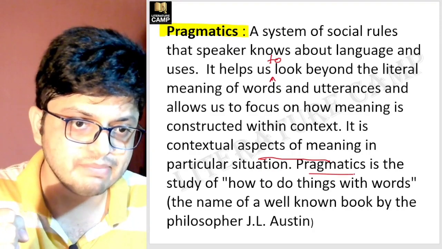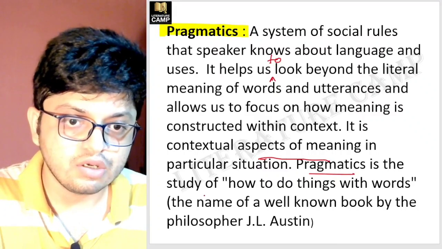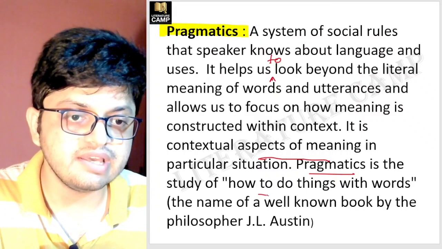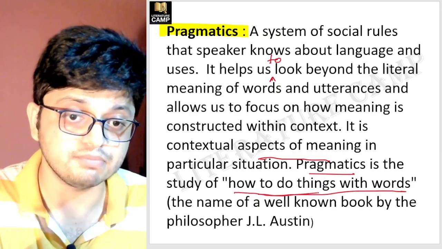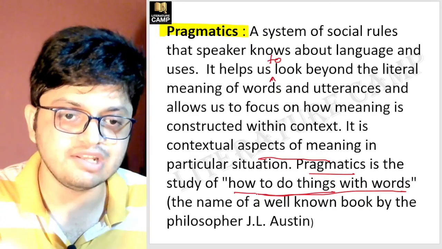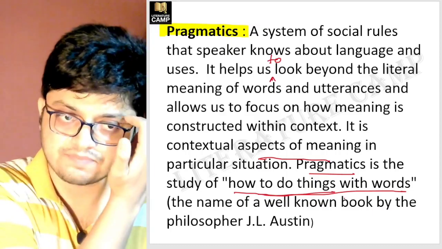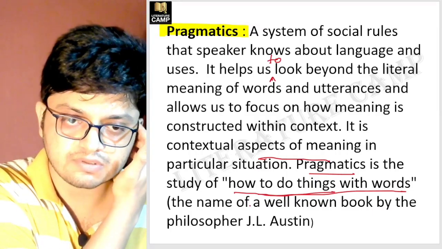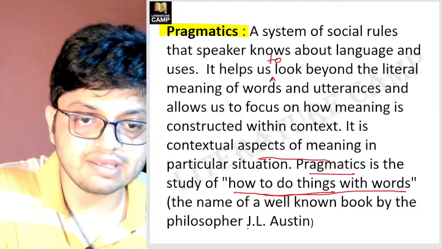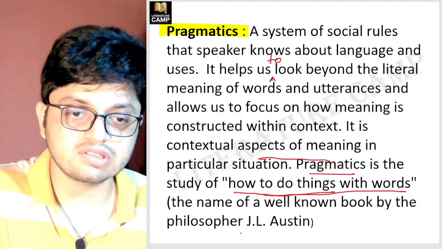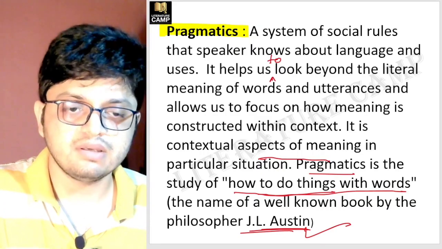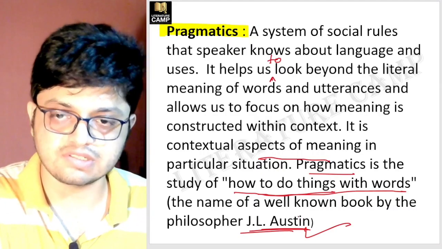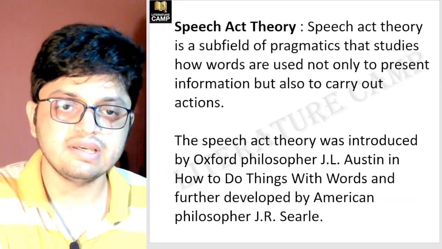Next, How to Do Things with Words. It is the name of a book. All right, it's the name of a book. Pragmatics is the study of how to do things with words. It's the name of a well-known book by philosopher J.L. Austin, and this name is very important in linguistics. J.L. Austin.